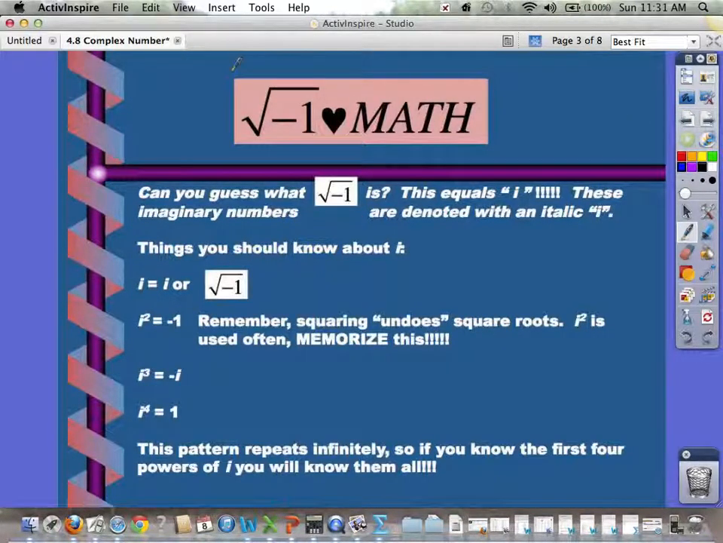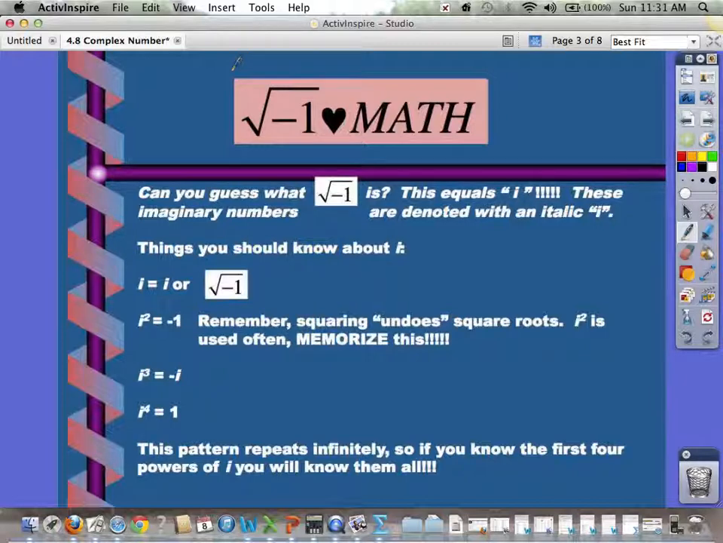Now I like to write this up on my board, and I'll leave it up there until right before the end of the year when we have the SOL test. But the square root of -1, heart math. Can you guess what the square root of -1 is? Okay, this equals i. So that sign really says I love math. These imaginary numbers are always denoted with the italic little i. Things you should know about i.